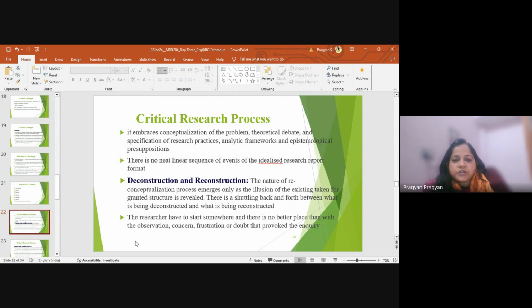So the deconstruction and reconstruction both are actually two processes completing the whole cycle, because the nature of the reconceptualization process emerges only as the illusion of the existing taken for granted structure is relieved. Sometimes we take it for granted, and that kind of understanding looks like it is coming naturally, and we are observing it as a very easily apparent trend. But there is a need to understand why there is no linear sequence of those significant events.